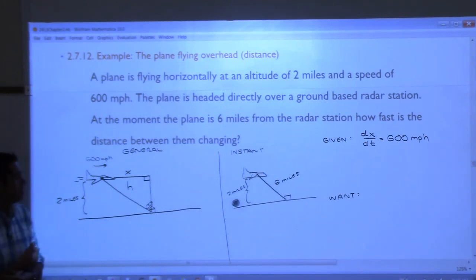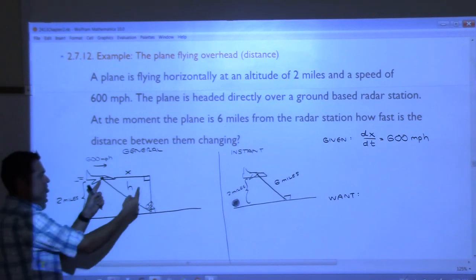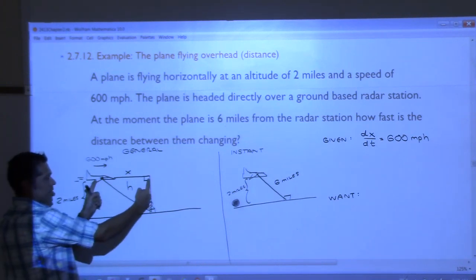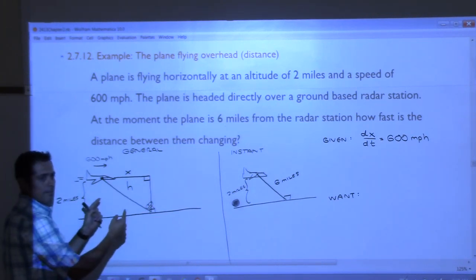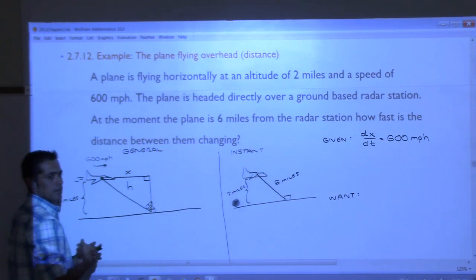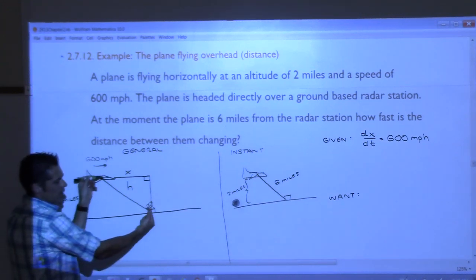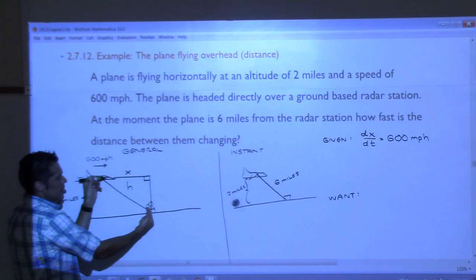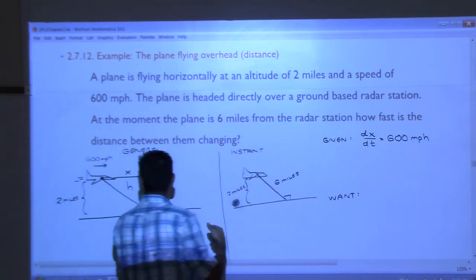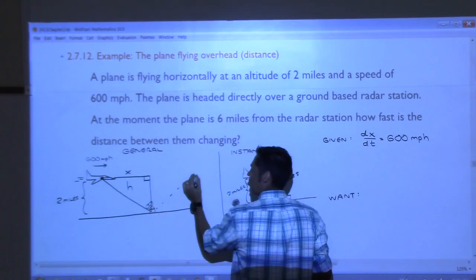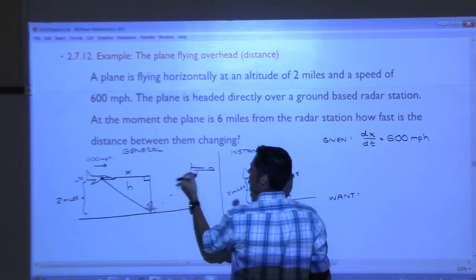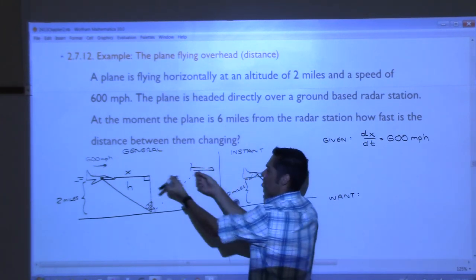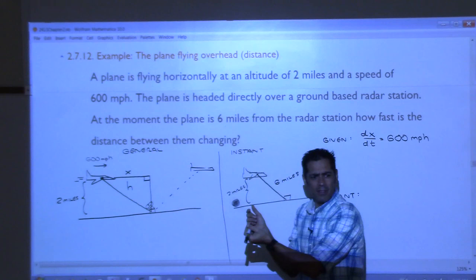Yep. Okay. Now, I do have a little bit of a problem in terms of the sign, plus or minus. Because is x shrinking or growing in this picture? It's shrinking, right? Moving towards the radar station. Now, I could be on the other side. I could have drawn the picture like this, where the plane is already past the radar station, and now x would be growing. Does that make sense?